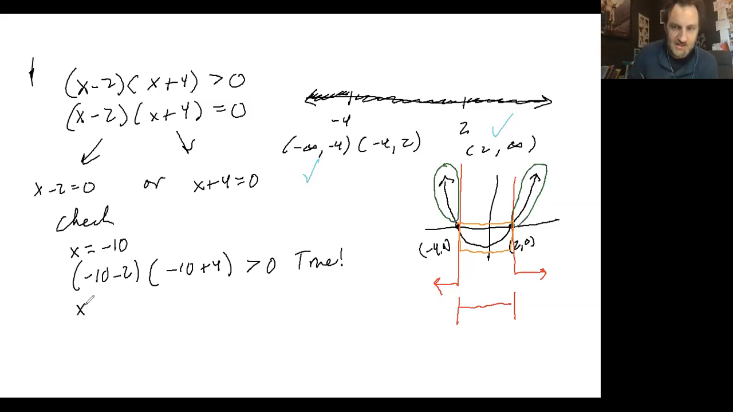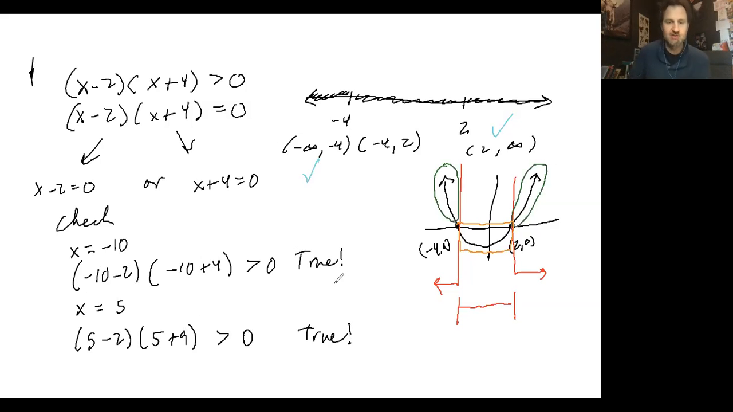What about x equals 5? Okay, well then 5 minus 2, that's a positive number, and 5 plus 4, that's a positive number. Multiply them together, you're going to get something greater than 0. That's true. Okay? If I wanted to go one step further, I could check a number in the middle and show that in that case, I get something that's negative and something that's positive, and when you multiply them together, you get a negative result. Okay, so that's kind of the starting point, is just understanding there's a graphical analysis, there's kind of a number analysis.